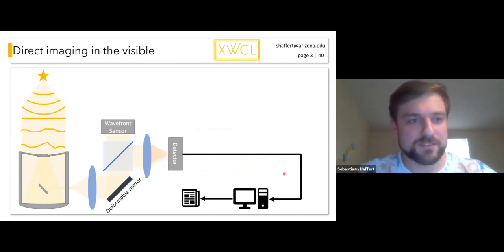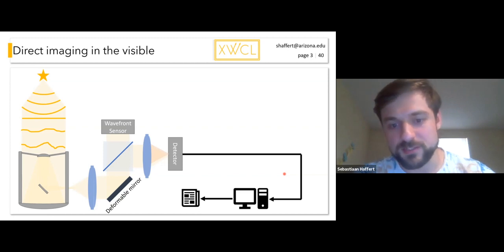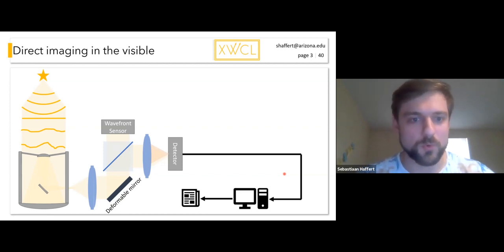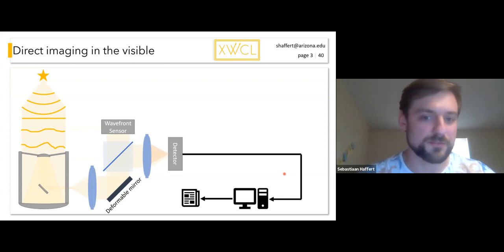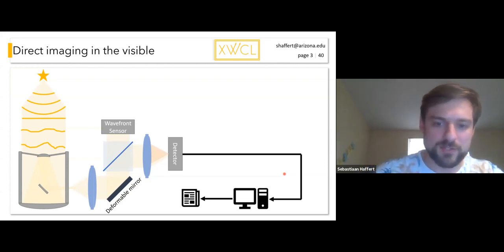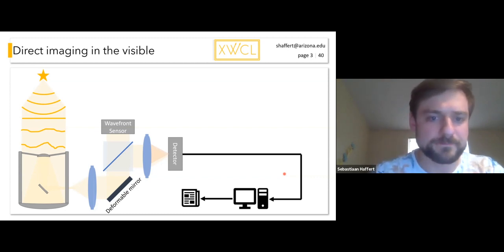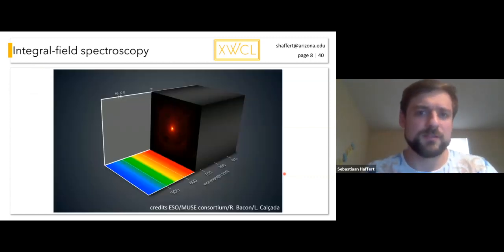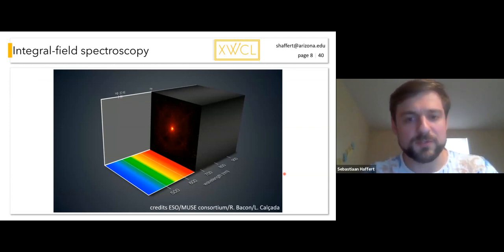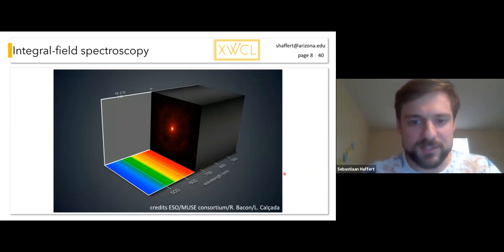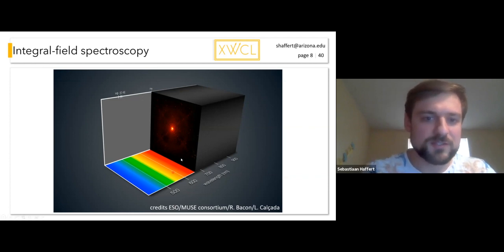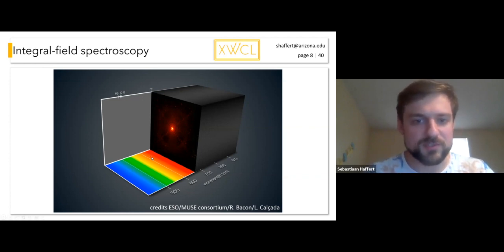So in the visible, you have this situation where your science observations and your data processing have to do a lot more work relative to the near-infrared. If you want to do high contrast imaging in the visible, you need very good post-processing. I do that a lot with integral field spectroscopy. Here you can see a schematic of an integral field spectrograph. The data that you get out, of course, is just a spectrum for every pixel in the field of view.